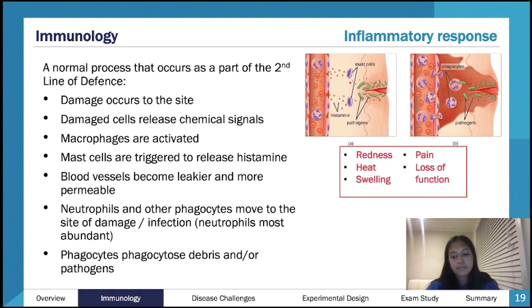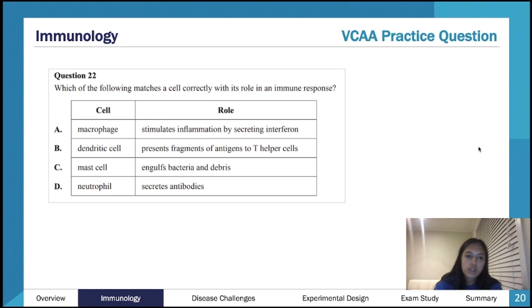Okay, so we'll work through a little practice question. Which of the following matches a cell correctly with its role in an immune response? So, basically working through a process of elimination here. Macrophage stimulates inflammation by secreting interferon. No, because the cells that secrete interferon are your virally infected cells. Dendritic cell presents fragments of antigens to T helper cells. That sounds about right, because remember that dendritic cells are a really good APC, so an antigen-presenting cell.